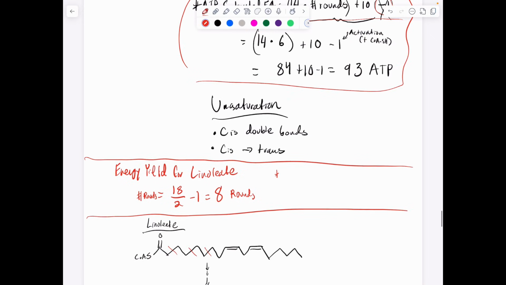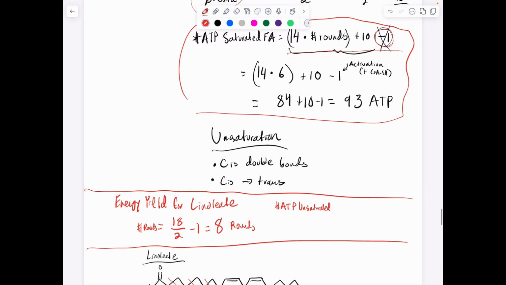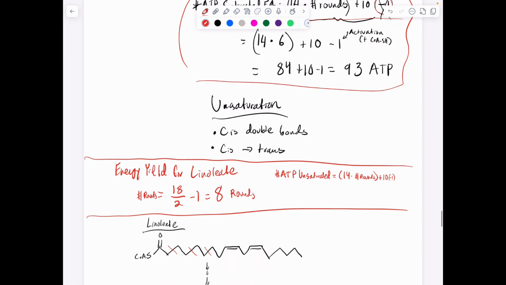So the number of ATP for unsaturated, it's the same as what we have up here. It is the 14 times the number of rounds, and we're going to add 10. And then we would subtract 1 if it started out as just a fatty acid and wasn't activated. But this is where it deviates a bit.